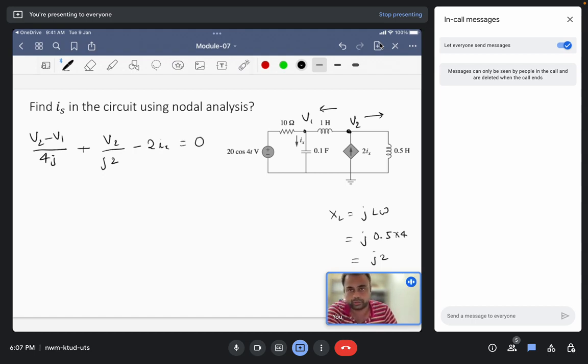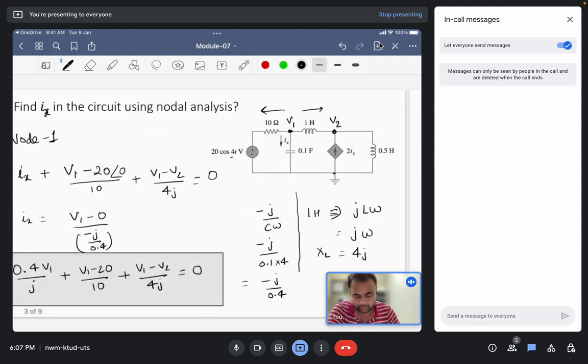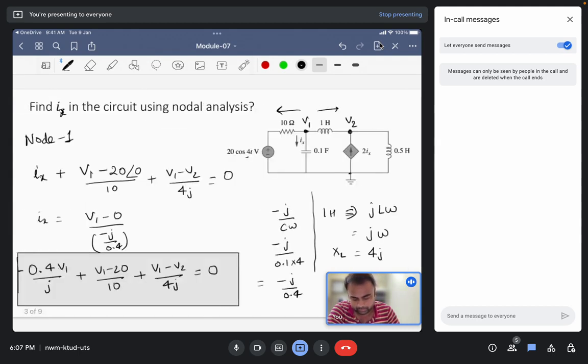Again we have to substitute Ix here. So I'll write V2 minus V1 by 4j plus V2 by j2 minus twice Ix, where Ix is given by minus 0.4.